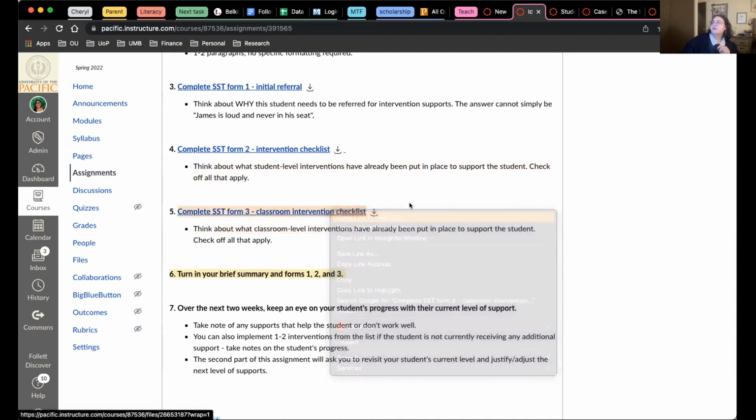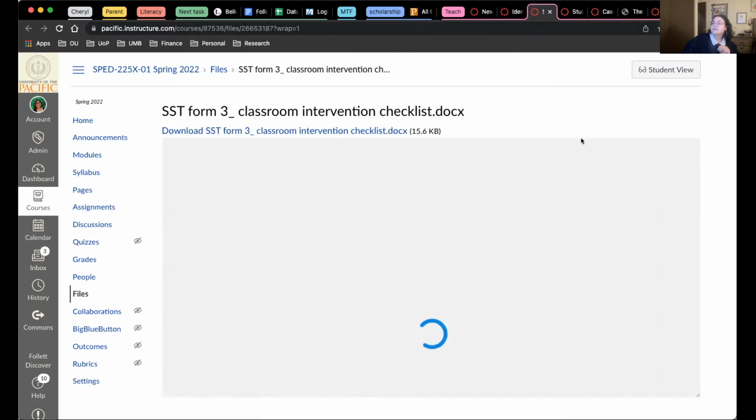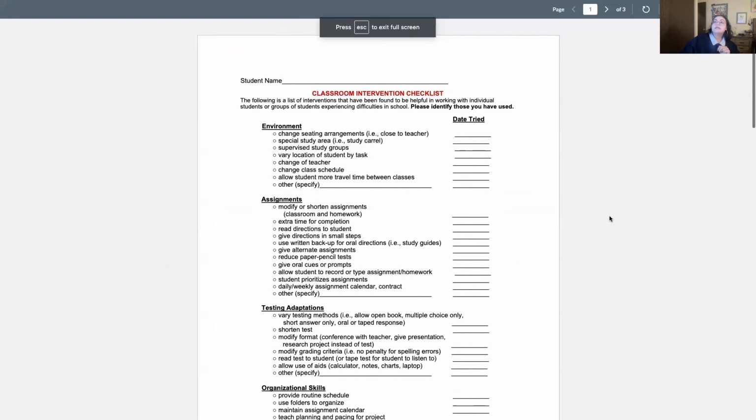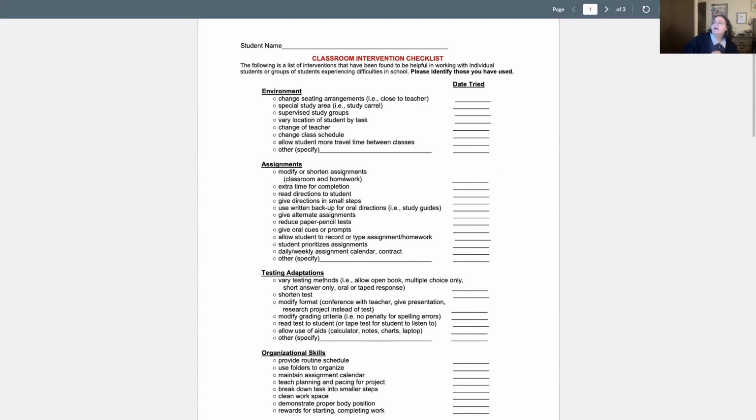And then finally for Form 3, you're going to look at classroom level interventions that have been put in place. The classroom level things are essentially the same thing. I'm actually going to fix this in just a minute to say check off, not date tried. You don't have to put date tried. Sorry. So this one is the same thing: have these already been done in the classroom to support the student? You might find that some are exactly similar, like environment, but go ahead and do it again.